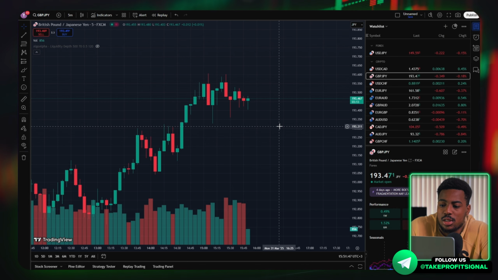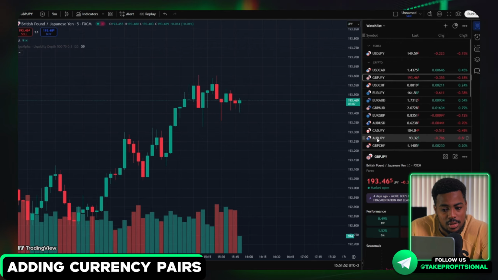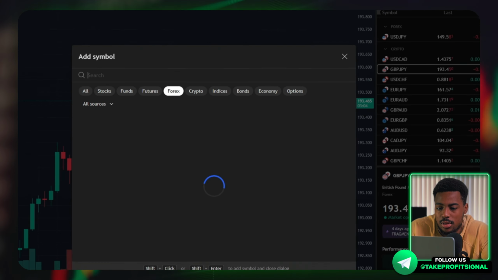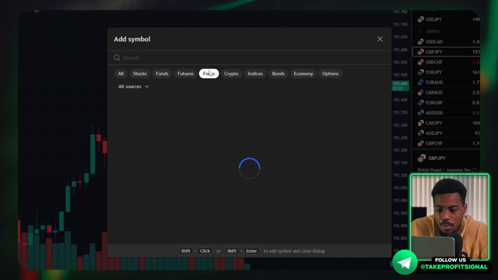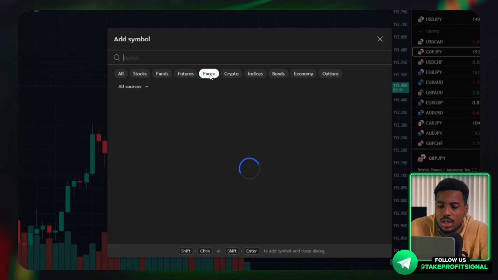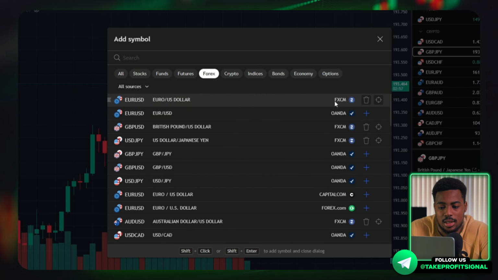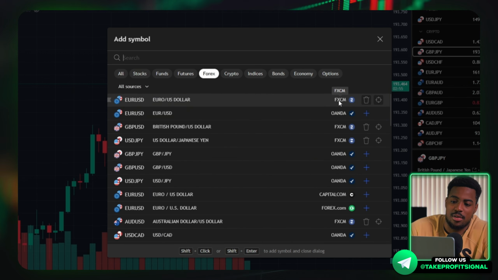If you are using this terminal for the first time, it is quite possible that the currency pairs we need will not be added. And to add them, you click on the section with a plus in the upper right corner. You should select the Forex section, and our task is to add those currency pairs that have a code provider FXCM.